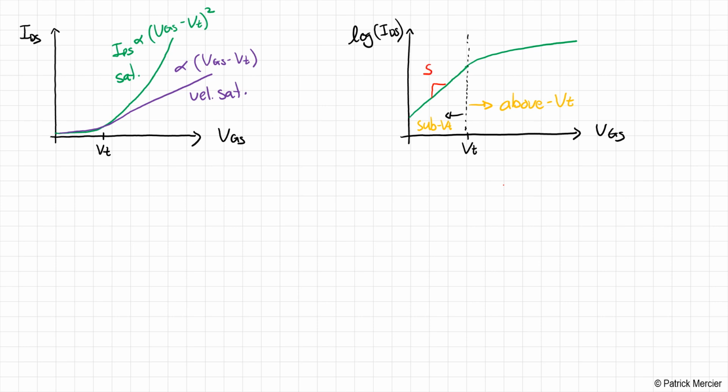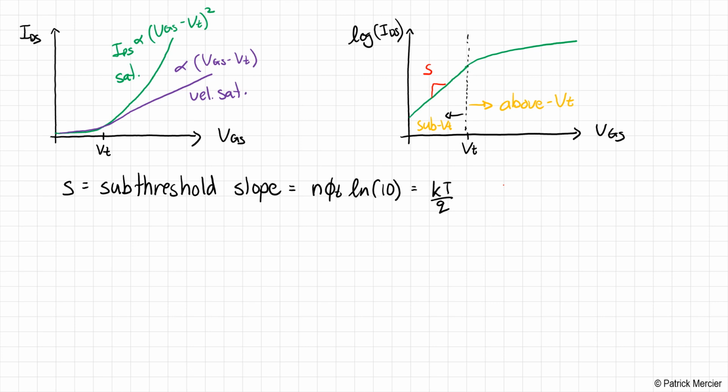Okay, so we say that S, let me do this in black here, S is what we call the subthreshold slope. And it is equal to n phi t times the natural log of 10. This can be derived directly from the expression, which is equal to kT over q times n times the natural log of 10. Note that this is slope, but it's in units of millivolt per decade.